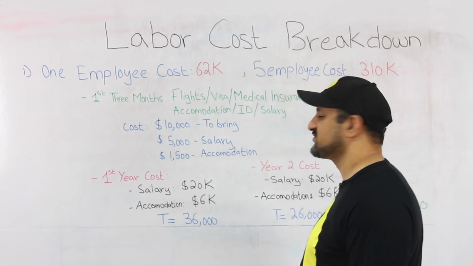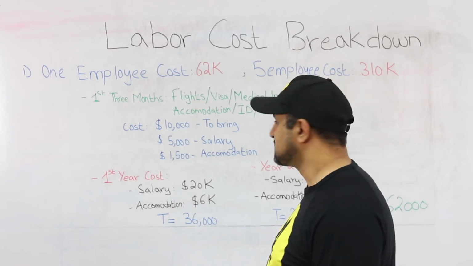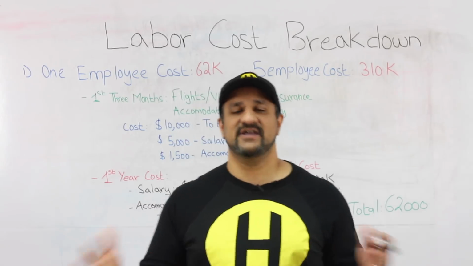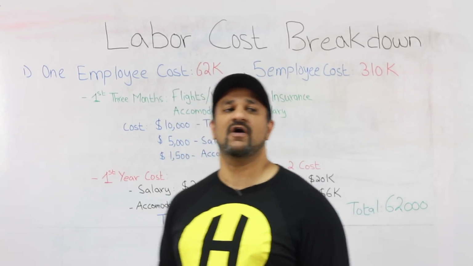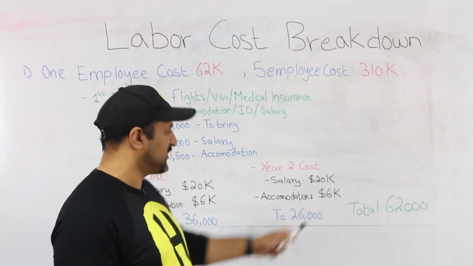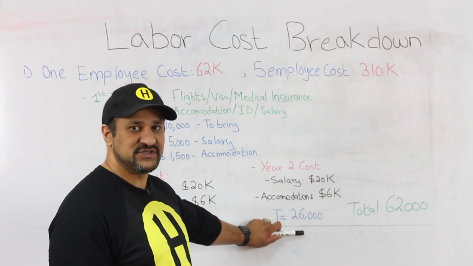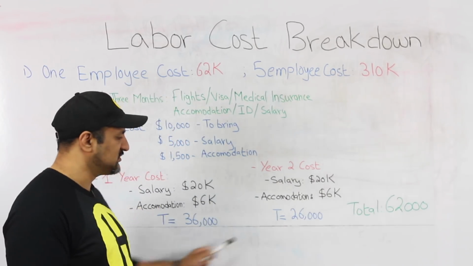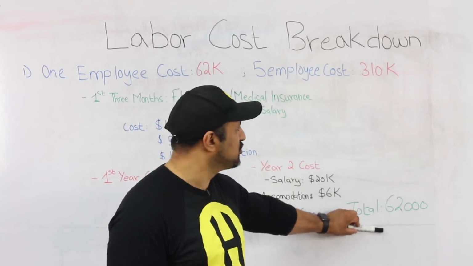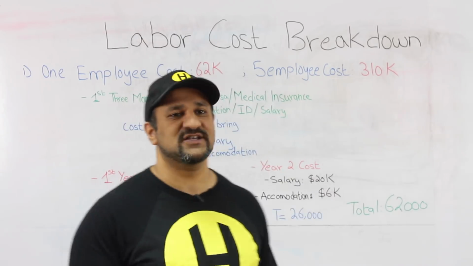The medical insurance is for 2 years. The ID that you receive is for 2 years. And so your cost to bring, which is 10,000, you do not need to pay in the second year. So it reduces our overall cost per employee in year 2. Year 2 salary is again only 20K. Accommodation is 6K. Total cost for year 2 is 26,000. It's a 10,000 dirham saving between year 1 and year 2. So the total cost for 2 years is 62,000.